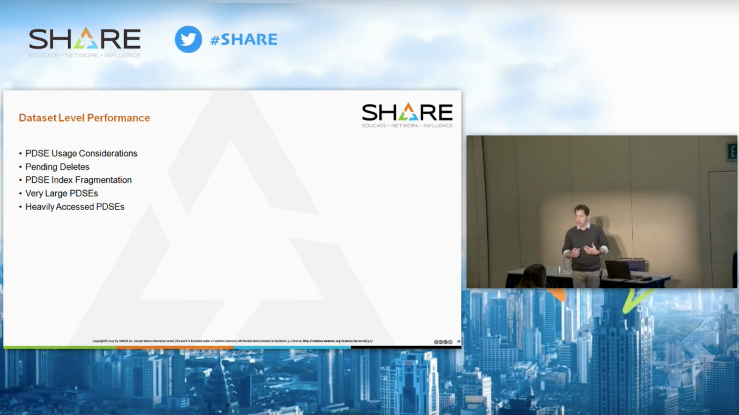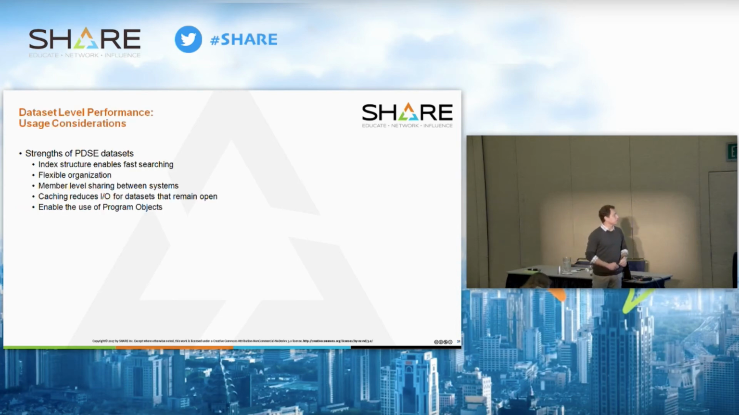So now we're going to move on to dataset level performance. We're going to talk about how you're going to use your PDSEs within your Plex in your environment. We're going to talk about what are called pending deletes, how the PDSE index reacts to aging and various other usage. And then we'll get on to very large PDSEs and finally heavily accessed PDSEs, which are kind of the 2 types that are going to have the most impact in your environment.